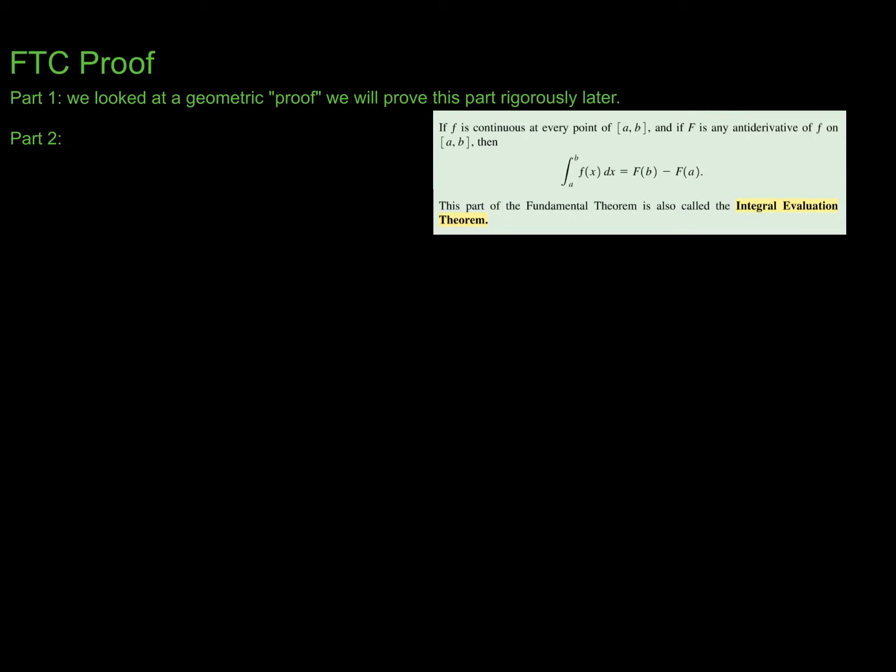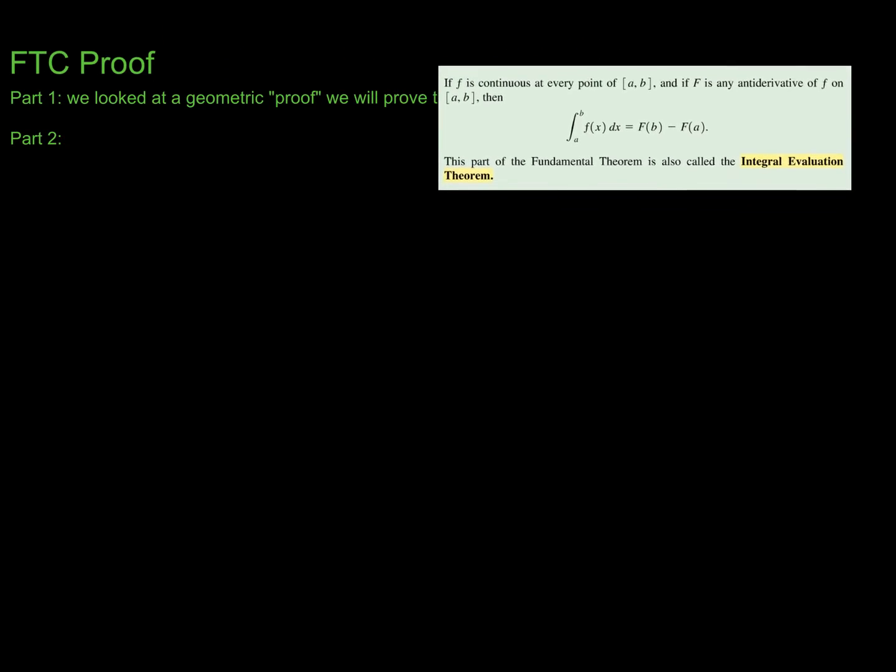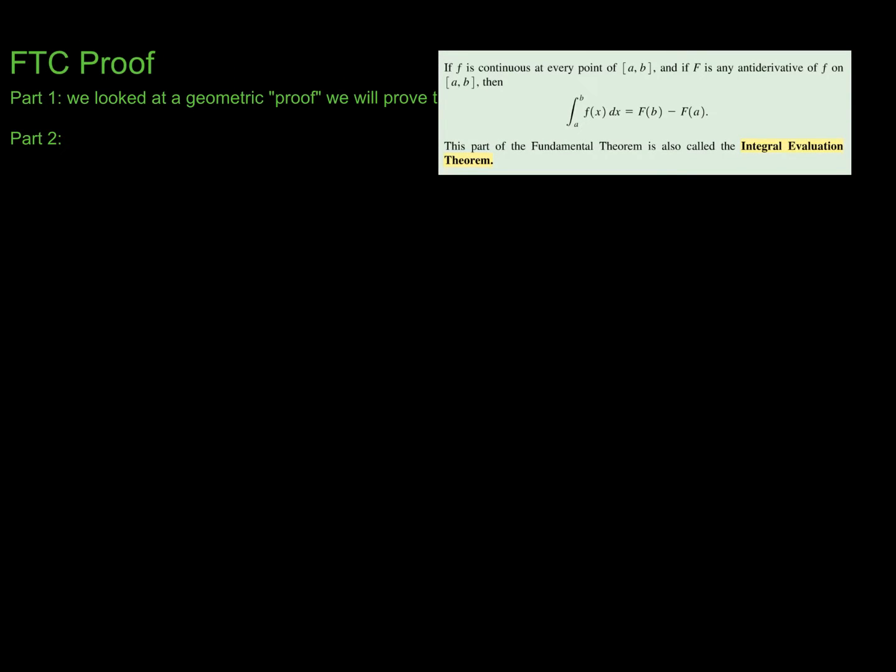Okay, so now we're going to go ahead and prove part 2. Here's the statement of the theorem right here. I'm going to move it up a little bit. And we notice that the preconditions for this theorem are that f has to be continuous at every point in the closed interval, and capital F is going to represent any antiderivative, and any is important, of this lowercase f of x. And then what we're going to look to show is that capital F of b minus capital F of a is in fact the definite integral from a to b of lowercase f of x dx.